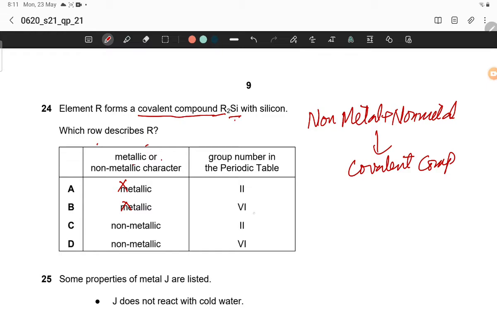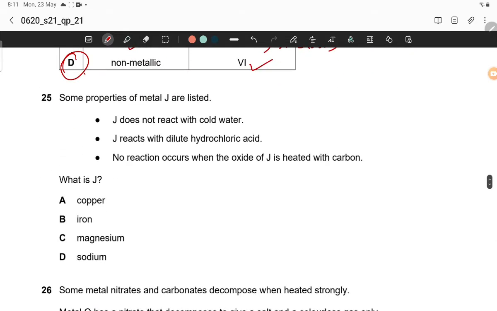Non-metals are not present in group 2. Metals are present there. Non-metals are present in group 6. Group 6 is non-metal and the element is non-metal. D is correct.